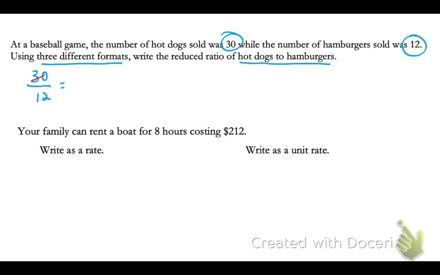Now we're going to reduce that, simplify that fraction. We can divide the top and the bottom number both by 6. So we'll get 5 halves, or 5 to 2. So that tells us that our comparison of items sold was 5 hot dogs for every 2 hamburgers. We could also write that our second way using the word "to", and then finally using a colon. And that can be very helpful information if you are running that stand at the game.